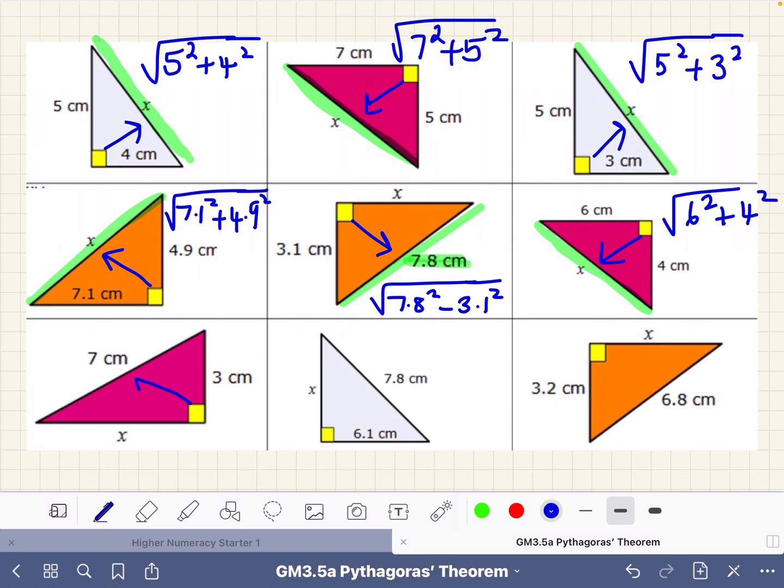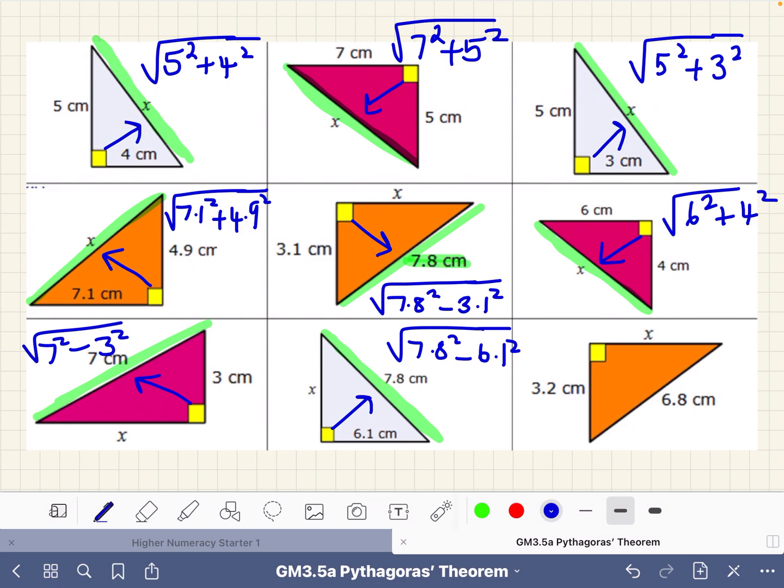Next question, I am looking for the hypotenuse, which in this case is 7. That means I need to square 7 and subtract 3 squared from it. Next question, hypotenuse, in this case is 7.8. I know the value, which means I need to square 7.8 and subtract 6.1 squared from it.